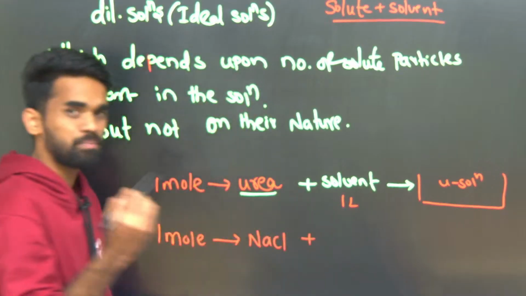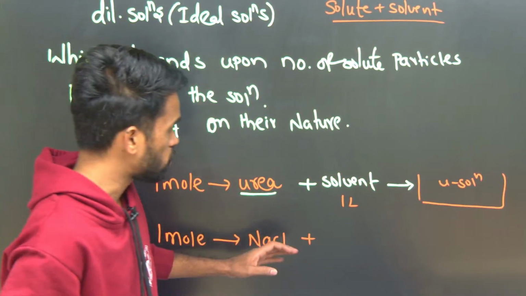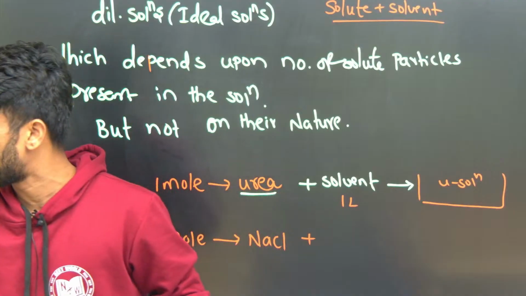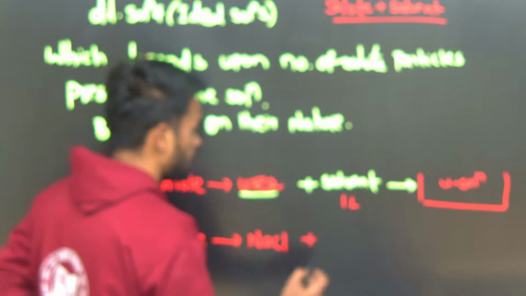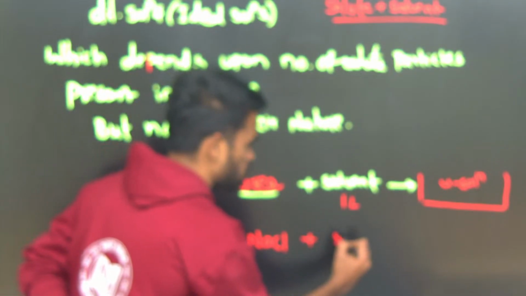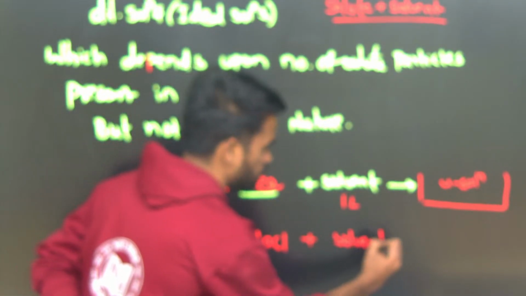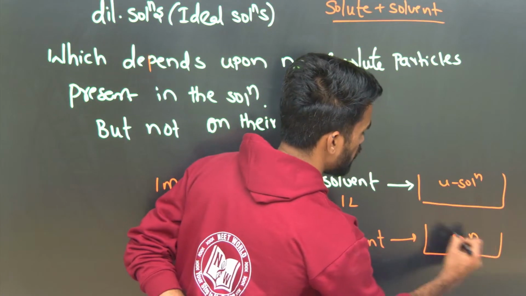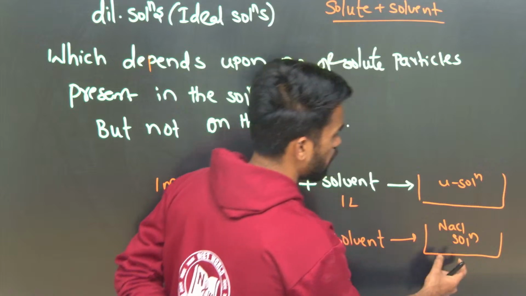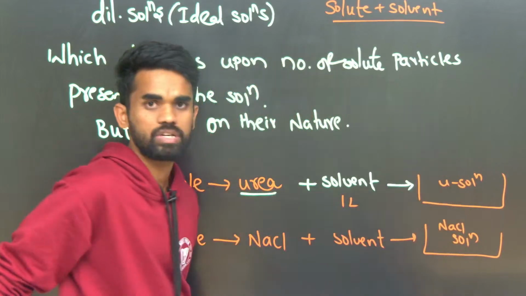Just be conscious for the next 10 minutes so that you will get complete clarity on these colligative properties. Look at this, if I add NaCl to the same solvent, water, to make 1 liter of this NaCl solution, what do we have now? An NaCl solution, and another one is the urea solution.